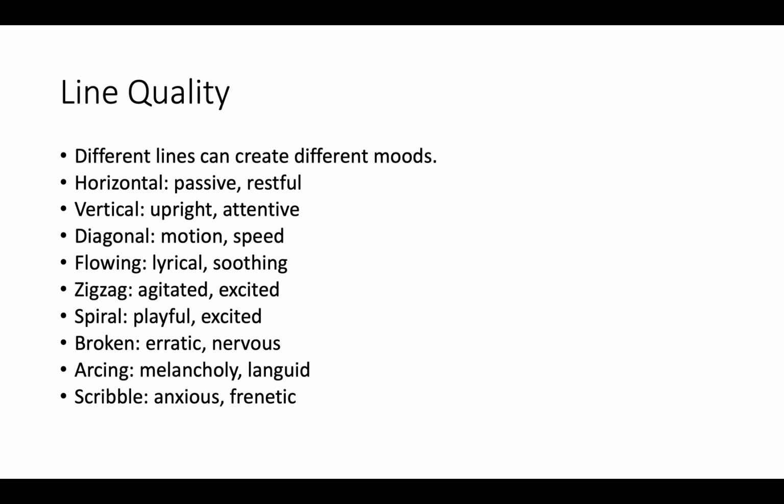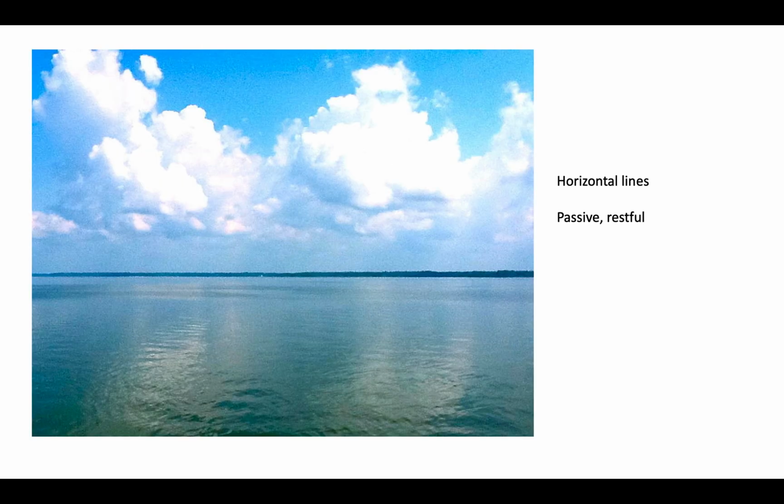Line quality. Let's talk about line quality. Different lines can create different moods. So a horizontal line is very passive and restful. A vertical line is upright, it's attentive. Diagonal creates motion and can convey speed. Flowing lines are lyrical and soothing. A zigzag is agitated, it's excited. Spiral, playful, excited. A broken line is erratic and kind of nervous. An arcing line can be melancholy and kind of languid. And a scribble is anxious and frenetic. And we'll see some examples of that in a second.